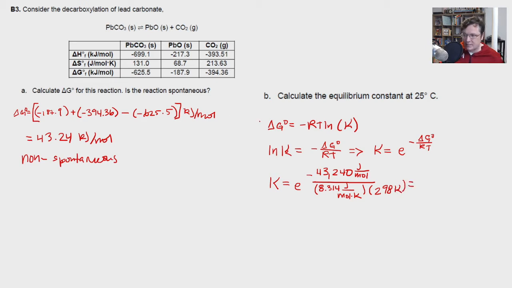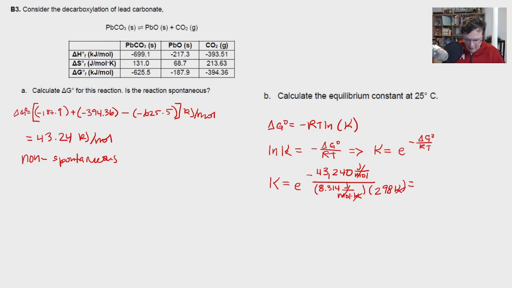Joules and moles cancel, Kelvins cancel, so everything is unitless the way we want it to be. Now all we have to do is plug it in, e to the power of. If you have one of these TI-85 calculators, e is the blue button above the natural log. Hit second and then the natural log, and you get e to the power of whatever you want to put in.